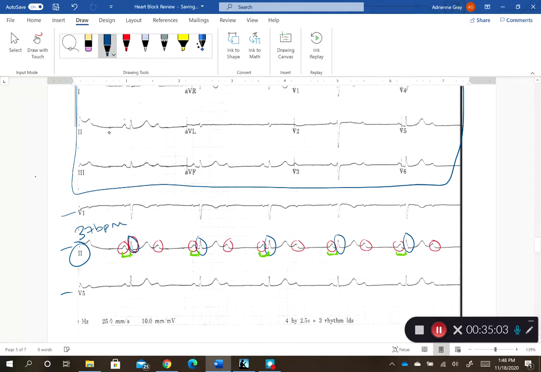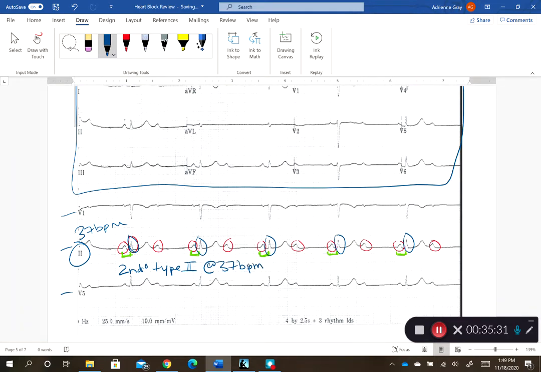Could it be a second degree type 2? Well, I have more P's than QRS's, and when a QRS does follow the P wave, my PR interval does remain consistent. I don't have PR intervals that are all over the place. So it does fall in that second degree type 2 category. So we're going to stop there. We're not going to even go on to third degree, because we figured it out. Second degree type 2 at 37 beats per minute.